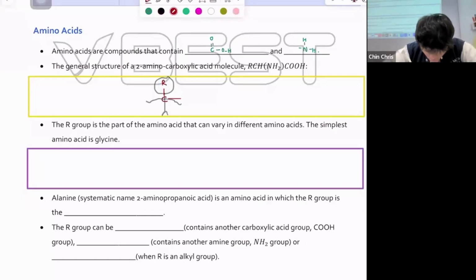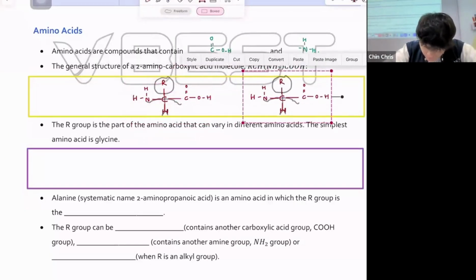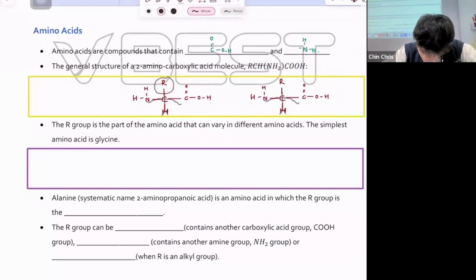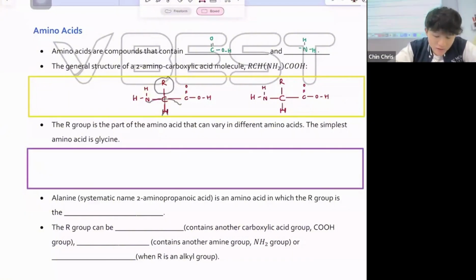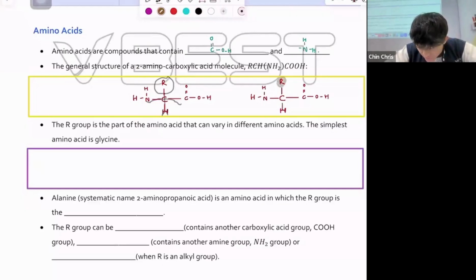And one of your hands is a C double bond O OH. Another hand, NH2. And finally, you have a leg, hydrogen. So guys, what differentiates between all the amino acids is always the face. It's the face that is different.